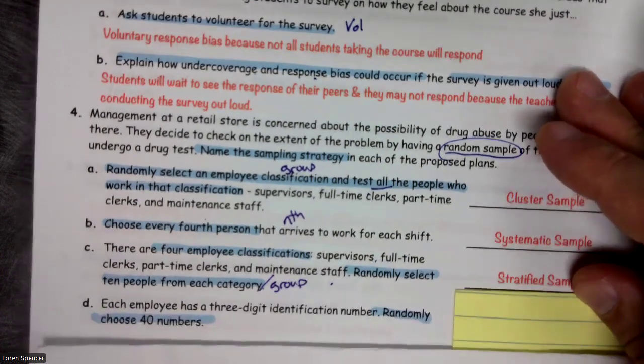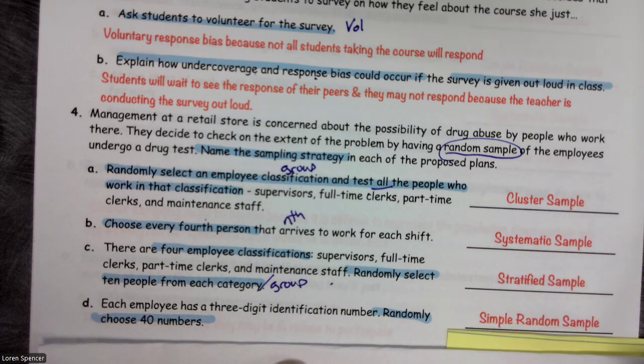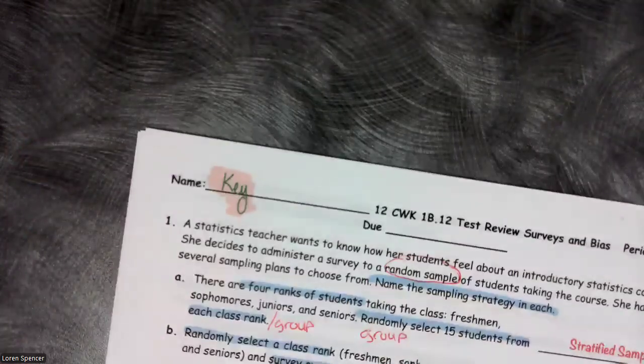The last one: each employee has a 3-digit identification number. Randomly choose from those identification numbers. We either use a random number generator, a simulation, or put all the numbers in a hat and draw. But regardless, this is a simple random sample. Okay, continuing on.